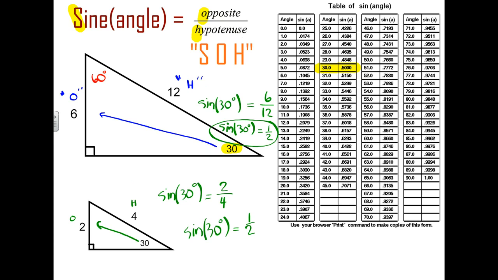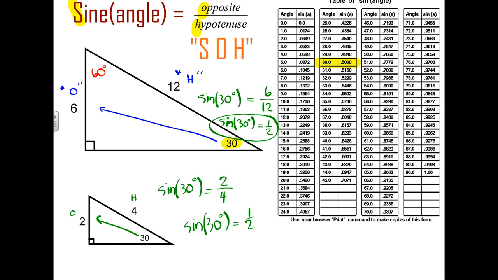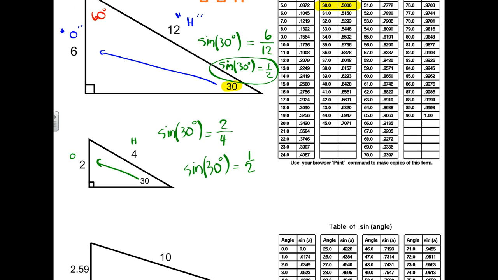That is why when we go back to this table of values, we can say that if I have a different size triangle, I know what the ratio of the sides is going to be based on the angle. Let's look at some different angles.